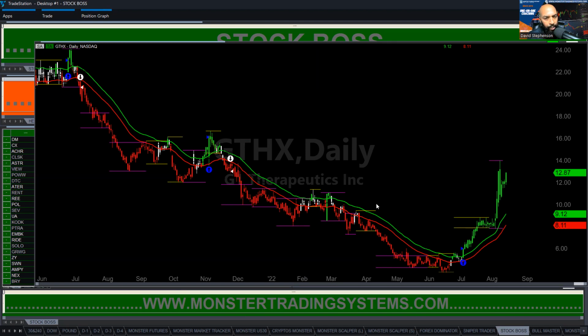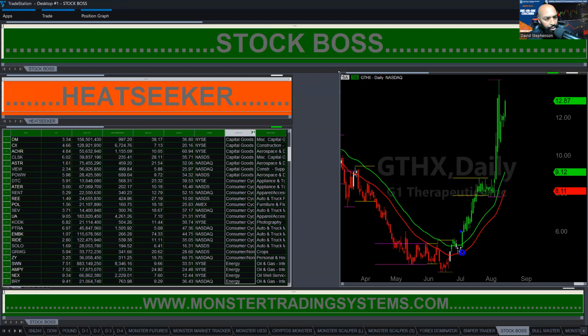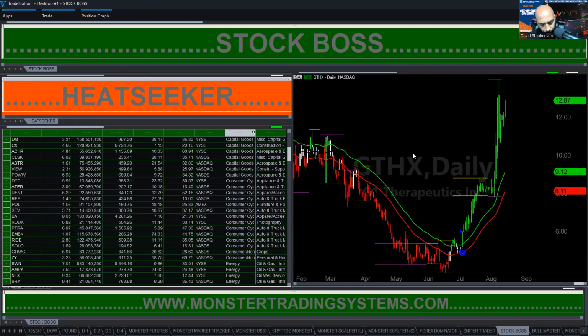And Bill, the reason why we've got it on a daily time frame, especially with Stock Boss, not so much Bullmaster, those stocks are a bit more expensive, but we can do the same thing there, is that we can trade a lot of these stocks. I mean, this one here is expensive for Stock Boss. But even what's the one?